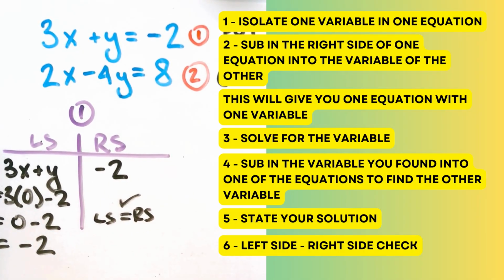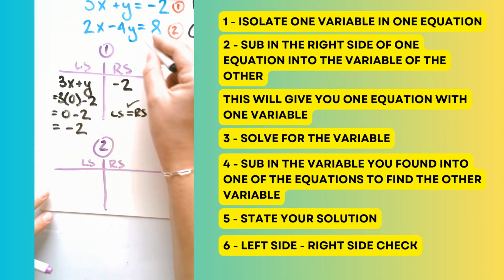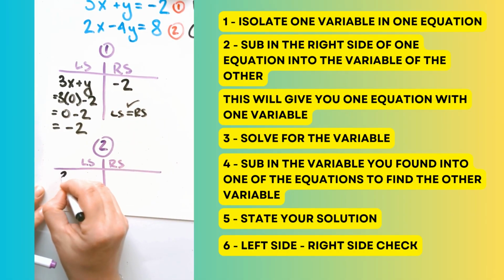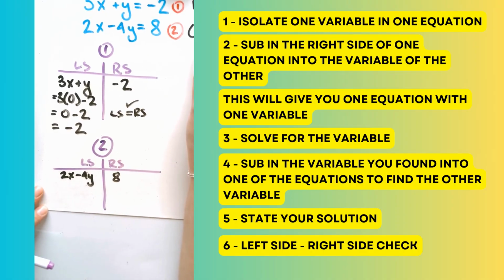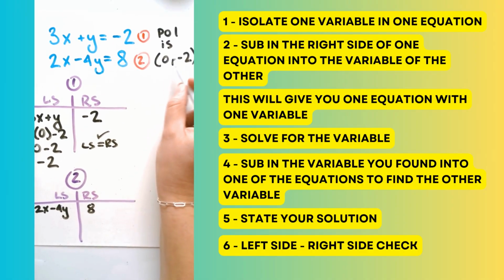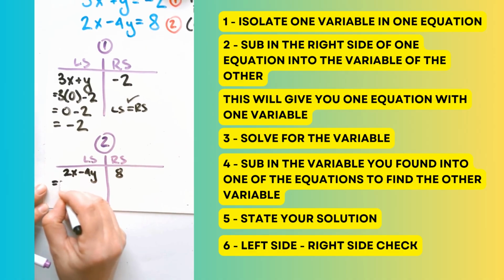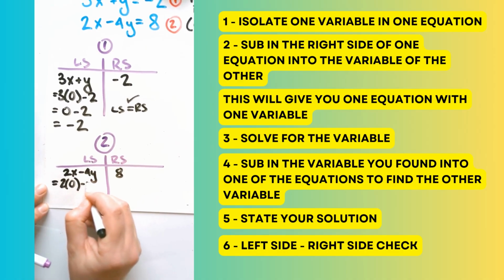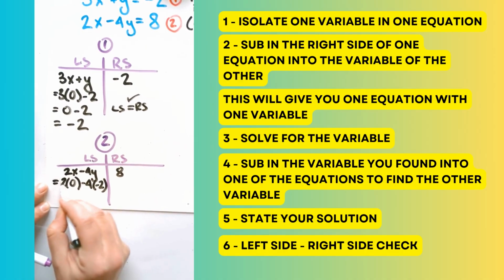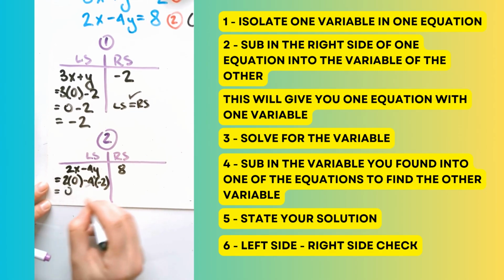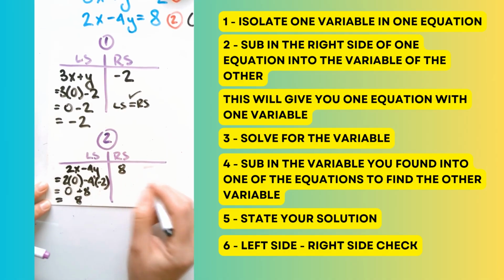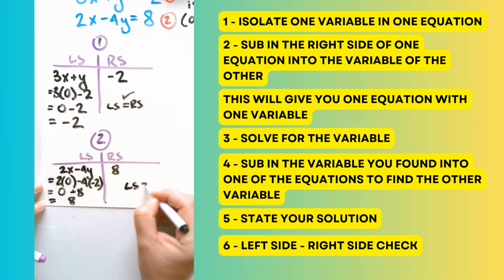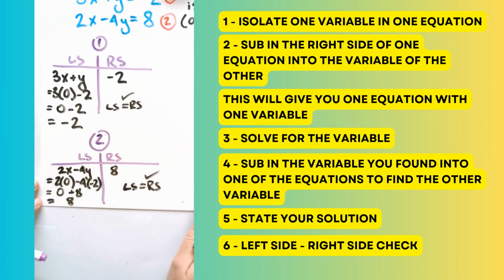And now let's do the same thing for equation 2. Equation 2 is 2x minus 4y equals 8. So on the left side, I write 2x minus 4y, and on the right side, I write 8. Now I sub in the point of intersection, x equals 0, y equals negative 2. So here I would write 2 times 0 minus 4 times negative 2. 2 times 0 is 0. Negative 4 times negative 2 is positive 8. So the left side equals 8, and the right side is already equal to 8. So again, I can say that left side equals right side. I am good to go.